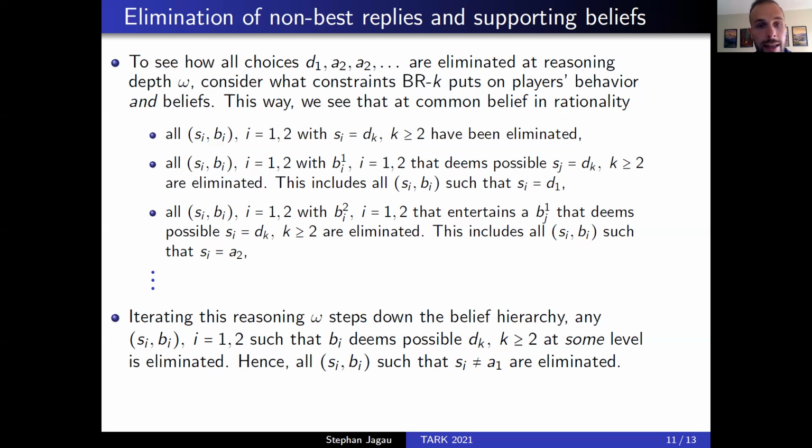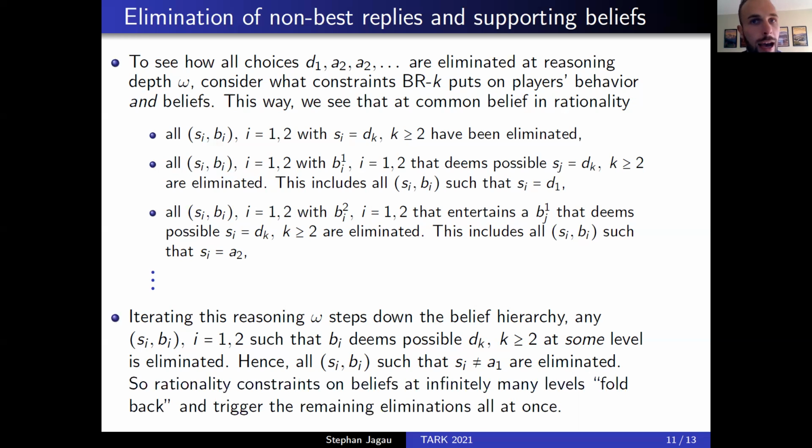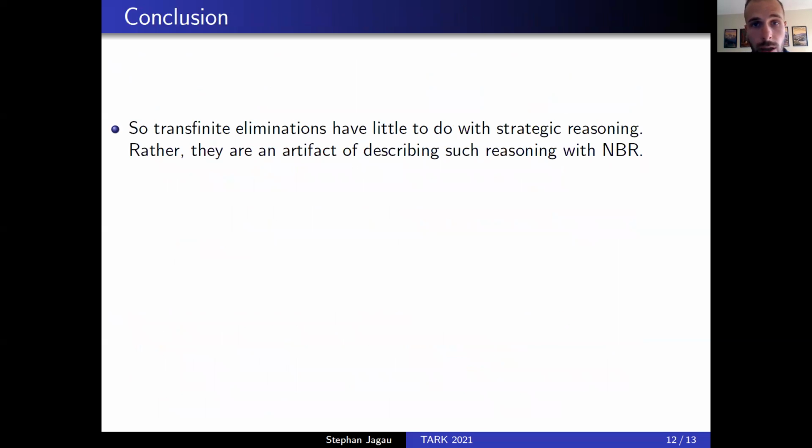And this way we see that really all those infinitely many steps of non-best reply elimination get crammed into just that one step of belief in rationality. As it were, the rationality constraints that come into the belief hierarchy at infinitely many levels here at common belief in rationality, they fold back and they trigger these infinitely many eliminations all at once. All right, let me conclude.